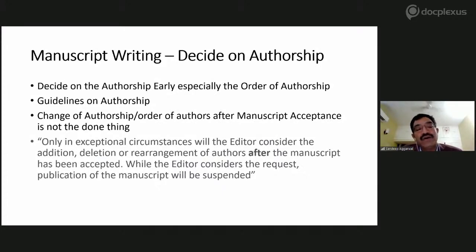So probably at the outset it's better to define who's going to be the first author and the second author. You might change it if the person has not put in enough work. This is what I always tell my residents or colleagues: if you've not put in good work, you cannot be among the first few authors. And there are guidelines on authorship, with clear-cut criteria, which are useful to go through.